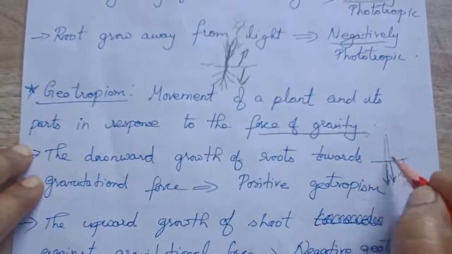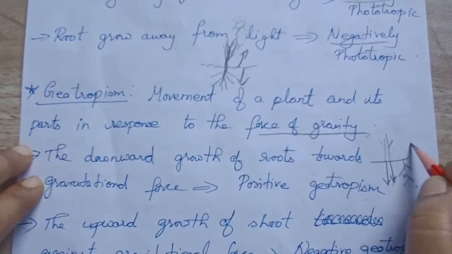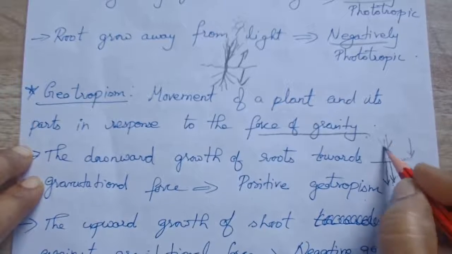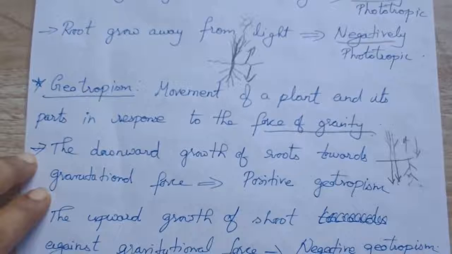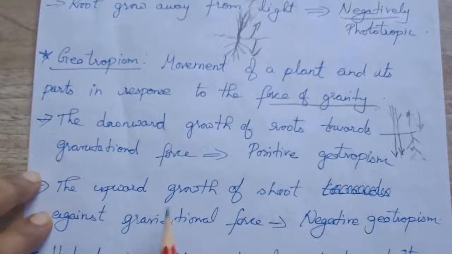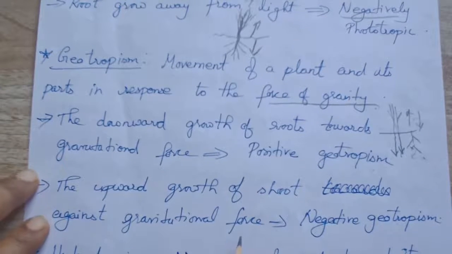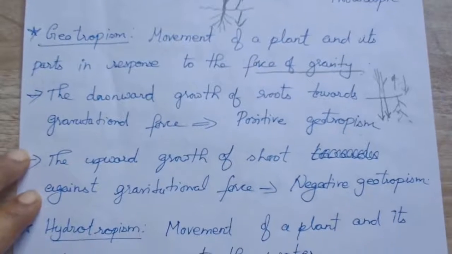The shoot will move away from it, because gravitational force is towards the earth, but the shoot is growing away from the earth. So it is negative geotropism. The upward growth of the shoot against gravitational force is called negative geotropism.